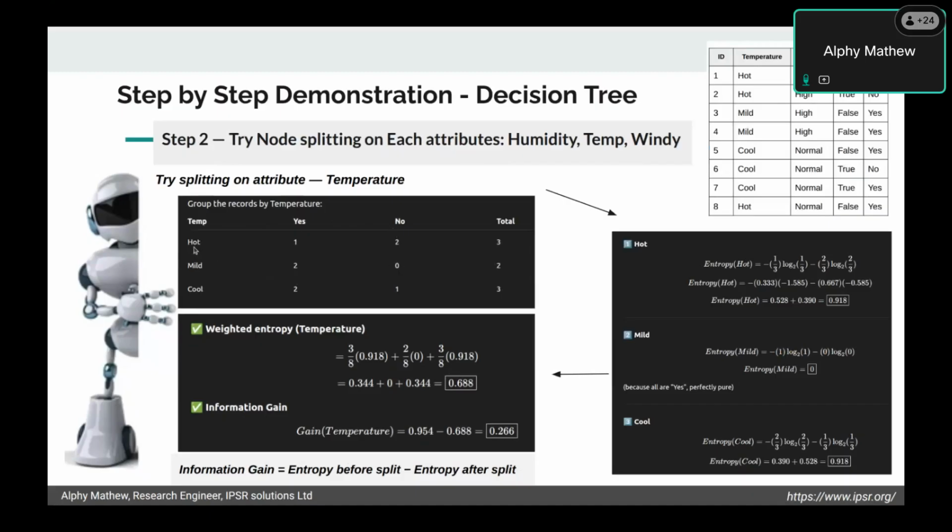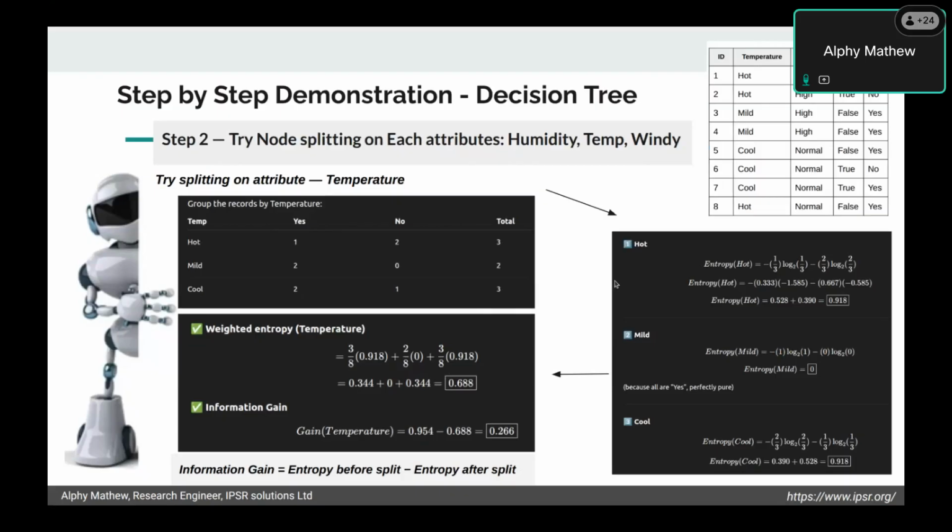So total hot instances are 3. Mild we have 2. Cool we have 3. So it means that the temperature column has 3 groups. The first group is the hot group, the second group is the mild group, and the third group is the cool group. So first we need to find the entropy of temperature equal to hot, the entropy of temperature equal to mild, and the entropy of temperature equal to cool.